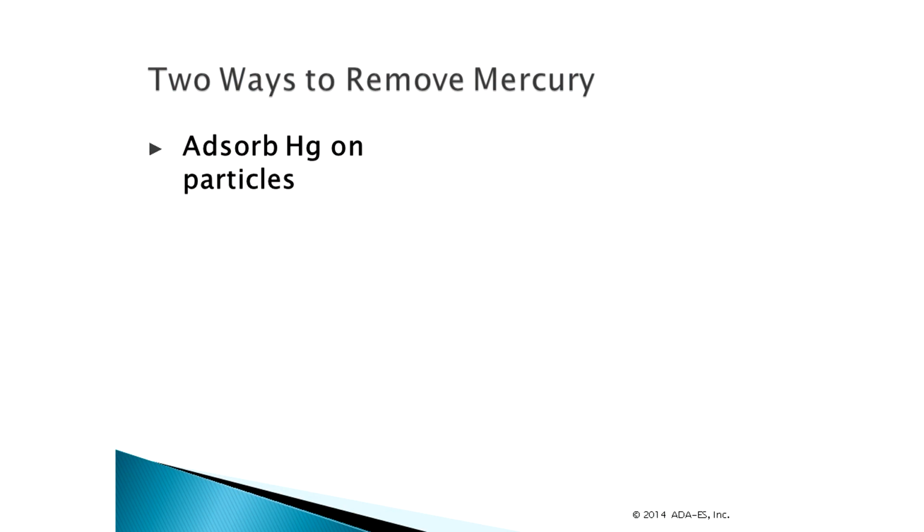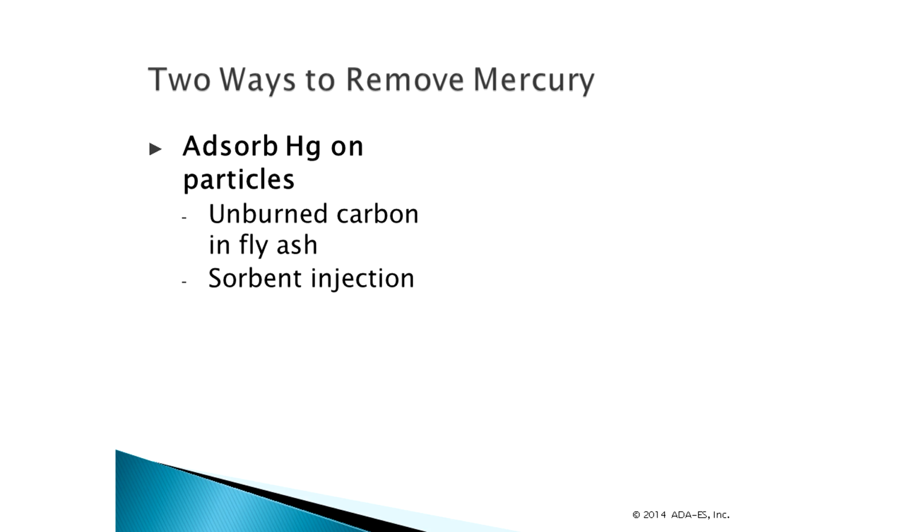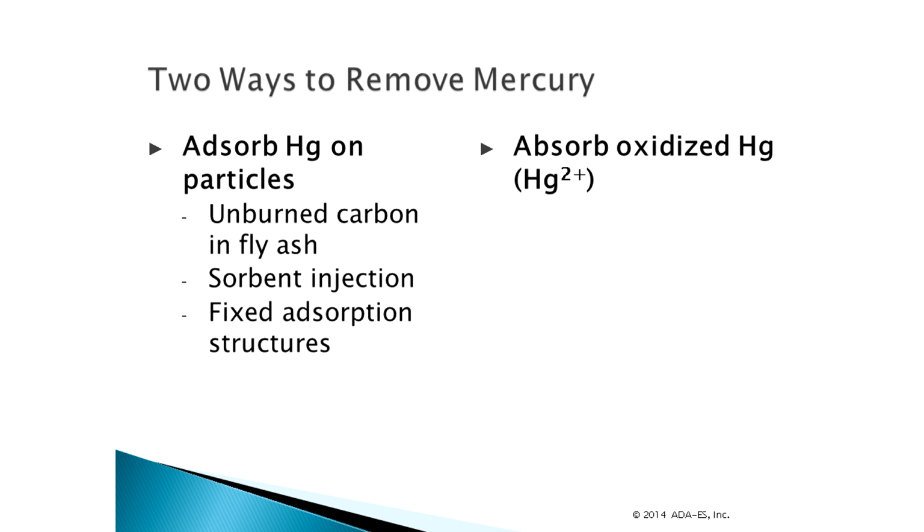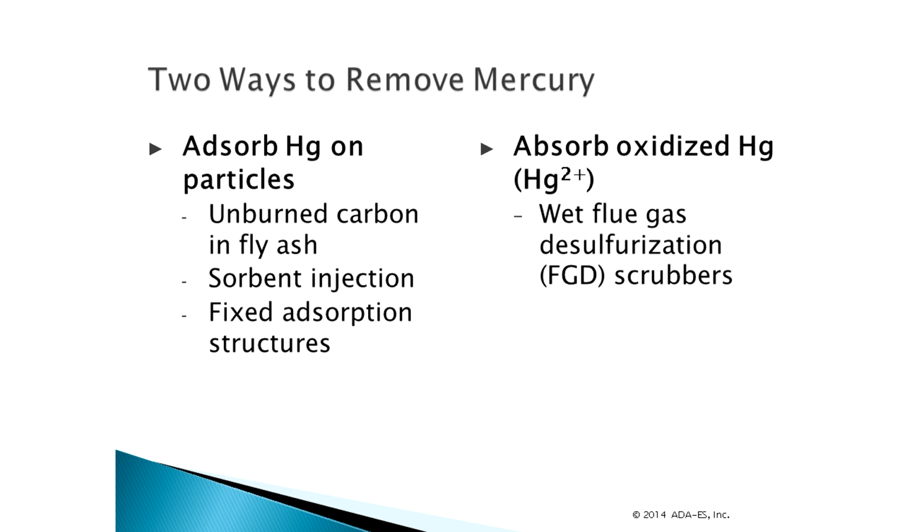So there are two ways to remove mercury from combustion systems, and the next two speakers will talk about those methods in detail. But one is to adsorb mercury on particles. That could be particles in fly ash that comes from the combustion process, particularly the residual carbon in the fly ash. Sorbent injection, so there are targeted sorbents that will adsorb mercury, or fixed adsorption structures. You can absorb oxidized mercury into wet flue gas desulfurization systems, dry flue gas desulfurization systems.